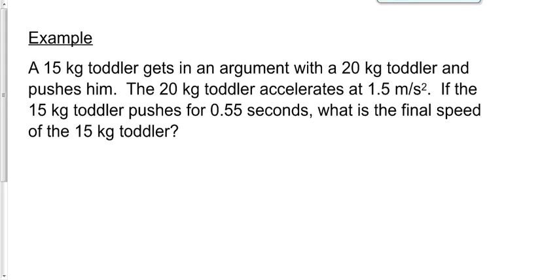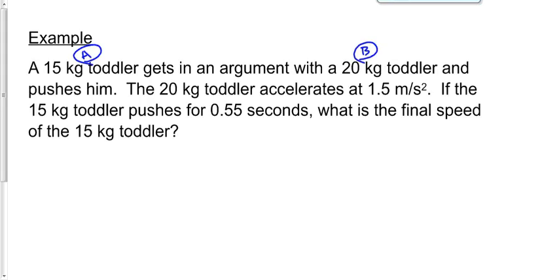It says a 15-kilogram toddler gets in an argument with a 20-kilogram toddler and pushes him. The 20-kilogram toddler accelerates at 1.5 meters per second squared. The 15-kilogram toddler pushes for 0.55 seconds. What's the final speed of the 15-kilogram toddler? We're going to call the 15-kilogram toddler object A, and the 20-kilogram toddler object B. So we're now treating these little kids like objects.